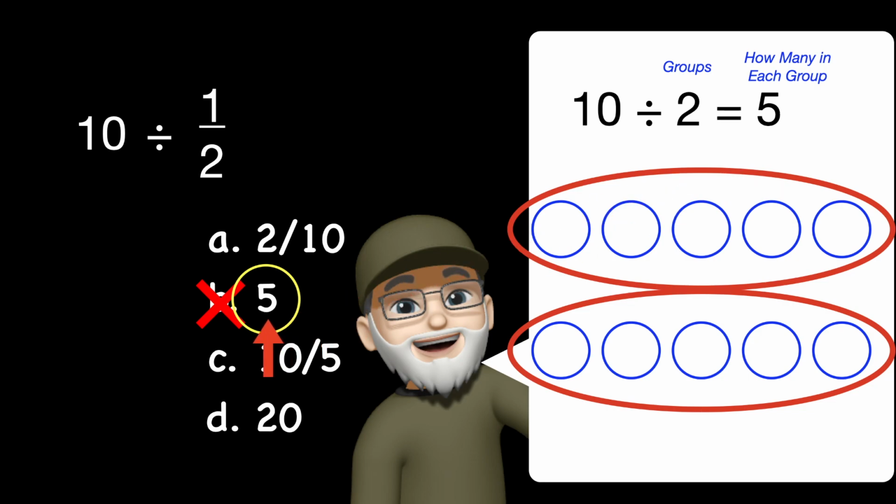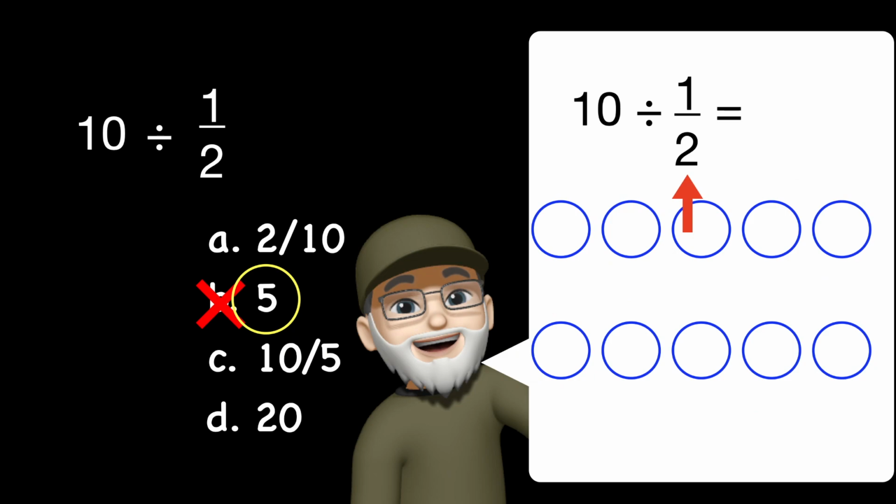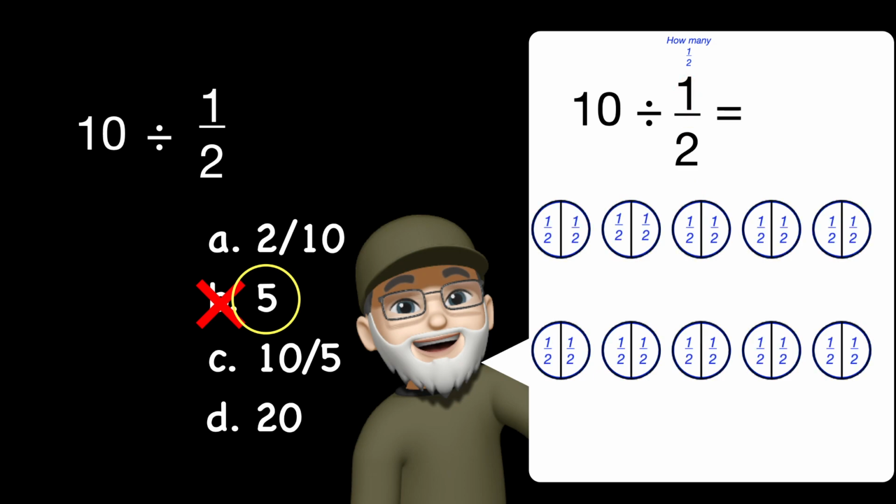But in this case, it's wrong because the original problem we're dividing by 1/2. When you divide by a fraction, in this case, we're looking for how many 1/2s we have in those 10 circles. There's a lot of halves.